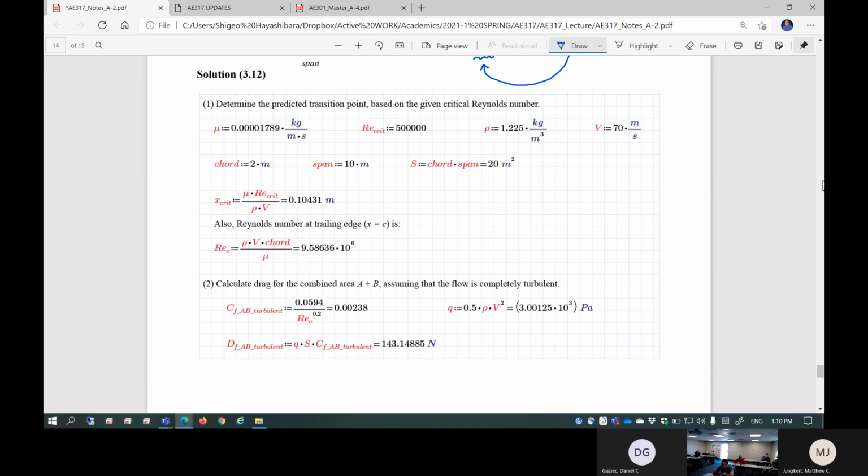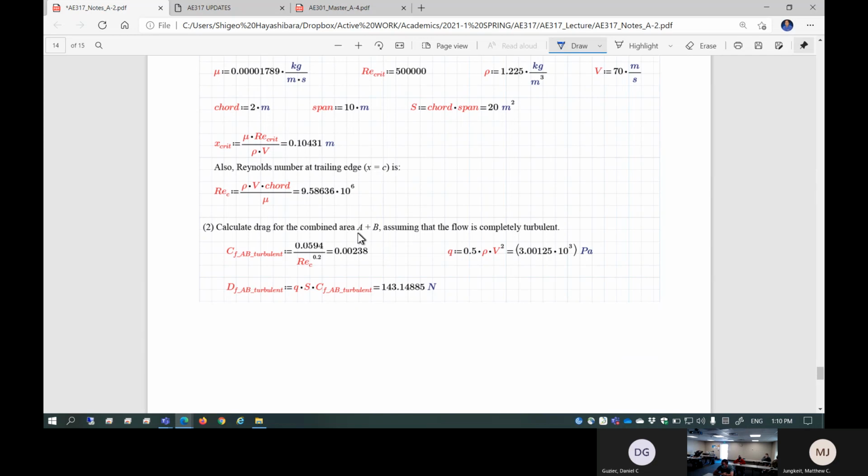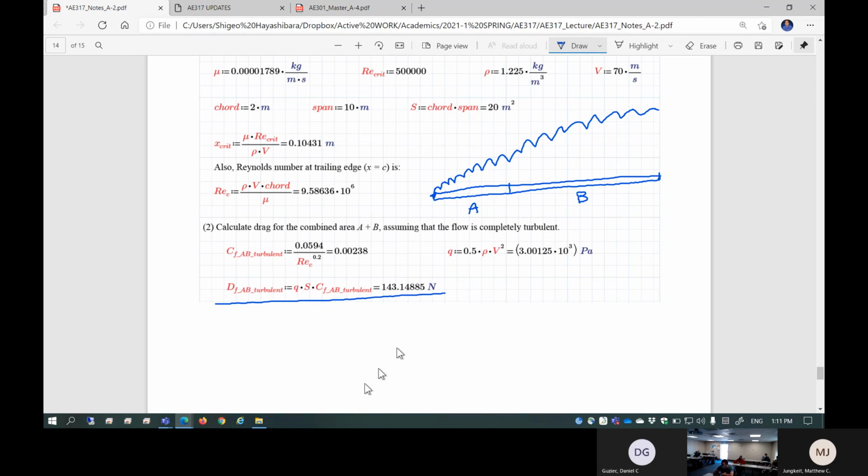And then the second thing is you're going to calculate the drag for the combined area A plus B, assuming that the flow is completely turbulent. What do you mean by that? This is a plate. This is area A, this is area B, this is the leading edge, here's the trailing edge. First of all, you are going to compute, suppose everything is turbulent, what is the drag? So this is step 2.